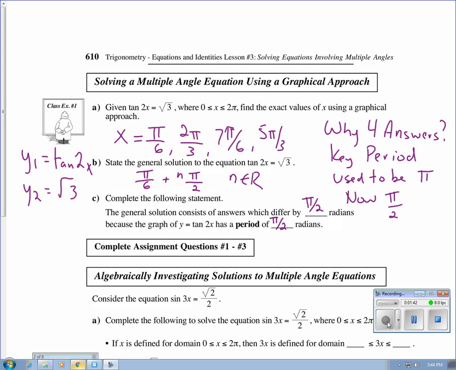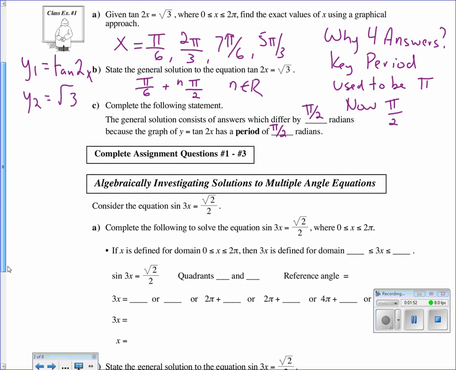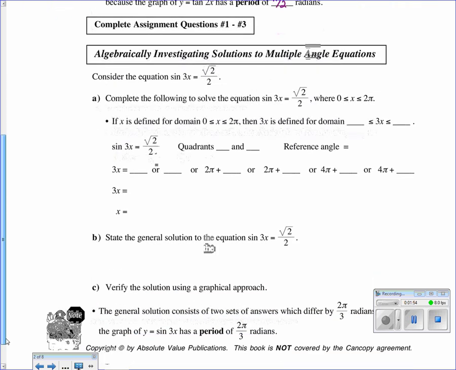So hopefully you had a chance to do that. My 7 kind of looked a little weird. It should have been 7 pi over 6. It kind of looked like a crazy 2. Sliding down and over actually.